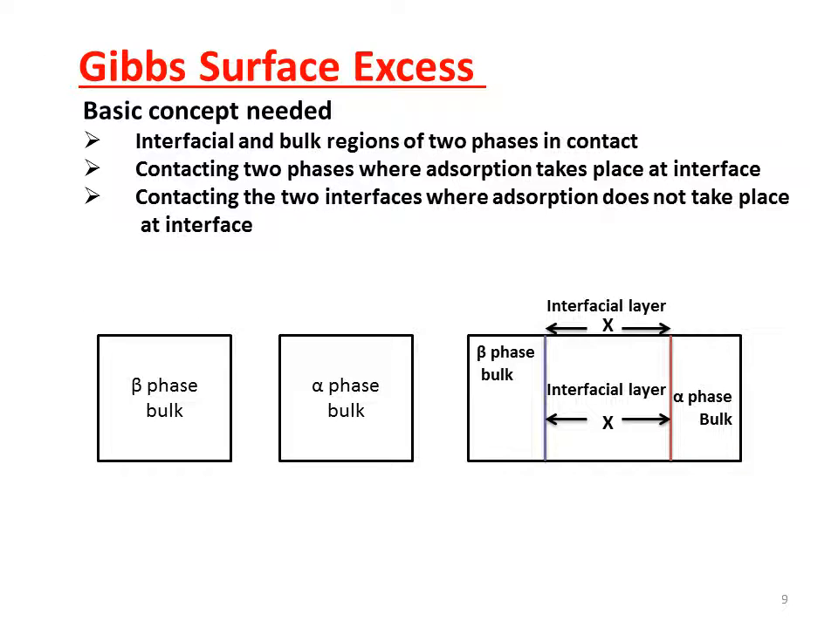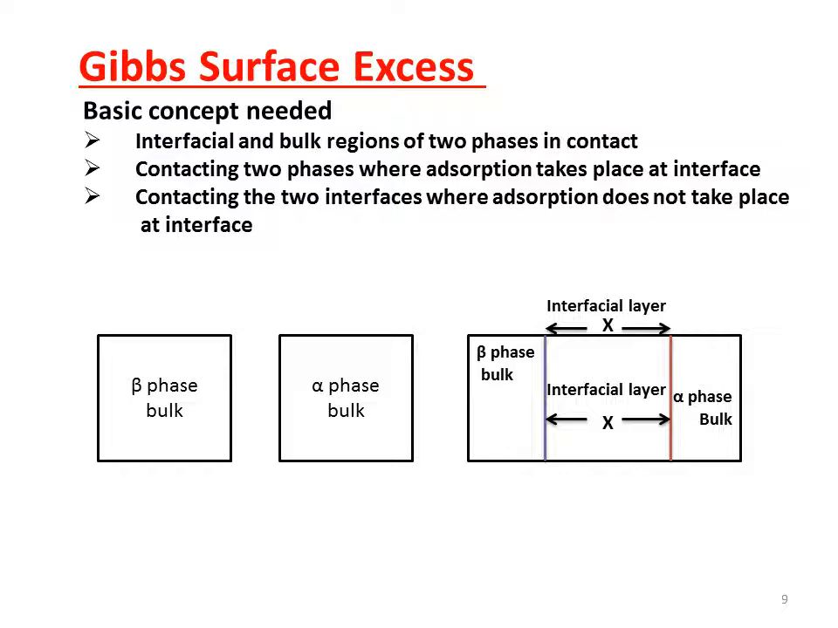It is about the Gibbs surface excess. For understanding this Gibbs surface excess, we basically need some concepts. One concept is the interfacial and bulk regions of two phases in contact. It means that the bulk region and interfacial regions are in contact. The contacting two phases are where adsorption takes place at the interface.